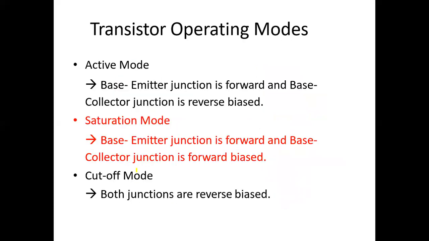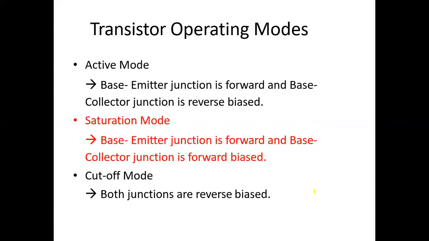We have three operating modes for a transistor. The first is active mode, where the base-emitter junction is forward biased and the base-collector junction is reverse biased. Then saturation mode, where the base-emitter junction is forward biased and the base-collector junction is also forward biased. And cutoff mode, where both junctions are reverse biased.